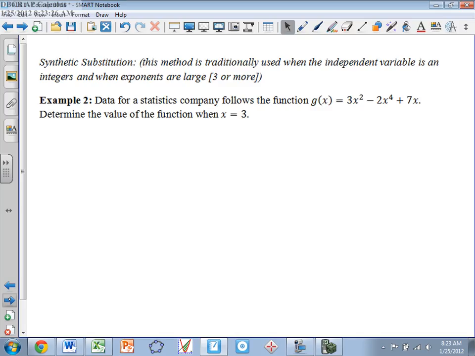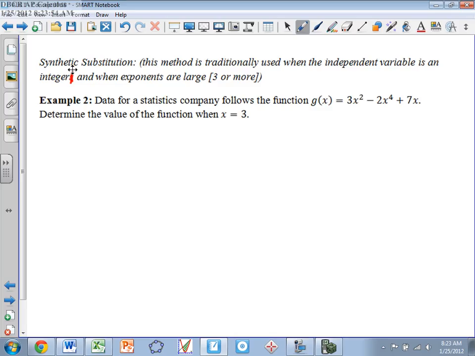So synthetic substitution. This method is traditionally used when the independent variable, x, is an integer, singular, not plural, and when exponents are large. Okay? And you're going to see why in a minute. It's very easy to use this method. In this problem, we have x to the 4th here, and we have a 3. We can plug it into our calculator and figure it out, and that's fine. We can always do that.